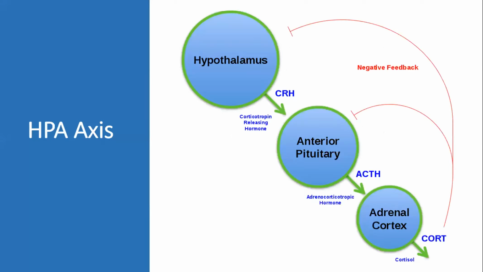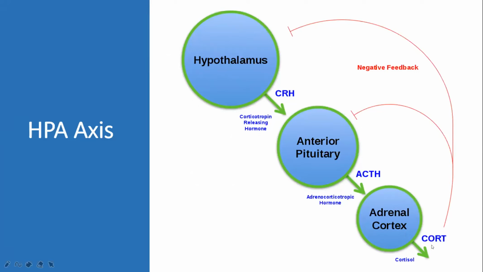In order for us to better understand the next few slides, let us first have a quick review of the HPA axis. The HPA axis is composed of the hypothalamus, the anterior pituitary, and the adrenal cortex. The hypothalamus produces CRH, or corticotropin releasing hormone, which stimulates the anterior pituitary to produce adrenocorticotropic hormone, or ACTH. ACTH in turn stimulates the adrenal cortex to produce cortisol, which is the ultimate product of the entire HPA axis, and cortisol is also the primary stress hormone of the body.